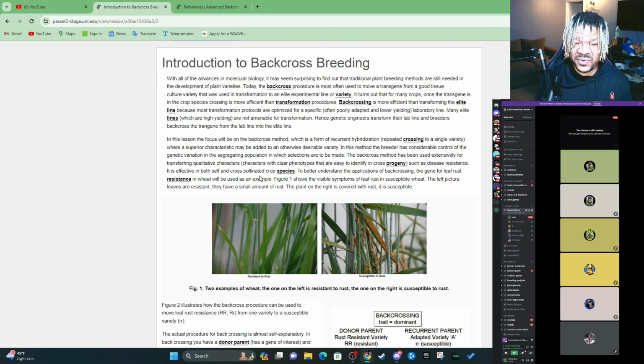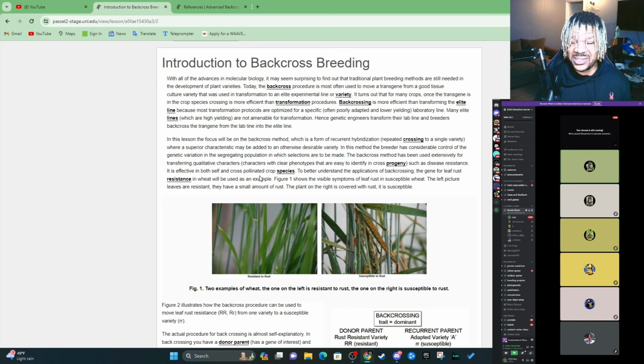All right, so that's a quick definition of qualitative characters: characters with clear phenotypes that are easy to identify in cross progeny. So that's language for you. Qualitative characters, such as disease resistance. It is effective in both self and cross-pollinated crop species.